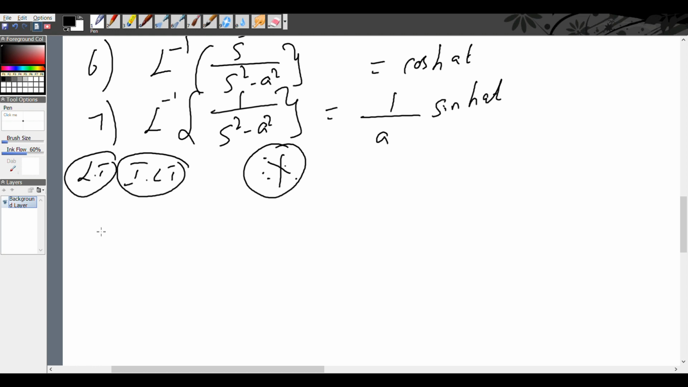Then I am going to discuss some important properties of inverse Laplace transform.